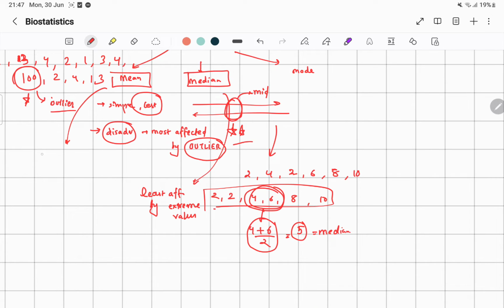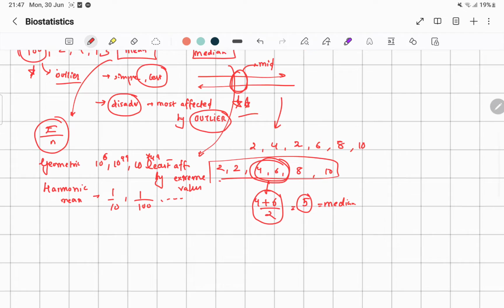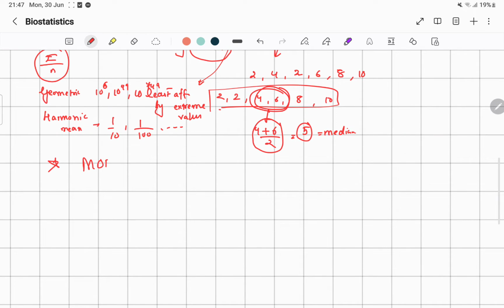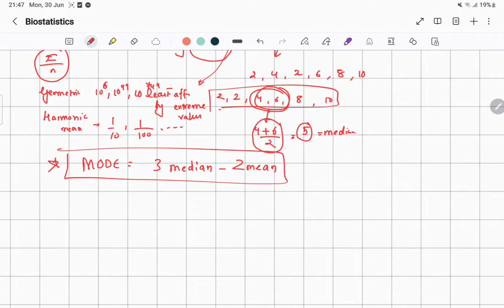Mean can be of many types. It can be arithmetic mean, where you add all the values and divide by the sample size, the number of observations. You can have geometric mean, like 10 to the power 6, 10 to the power 99, and so on. You can use harmonic mean, which is used for fractional data like 1 by 10, 1 by 100. We have a formula: mode equals 3 median minus 2 mean.